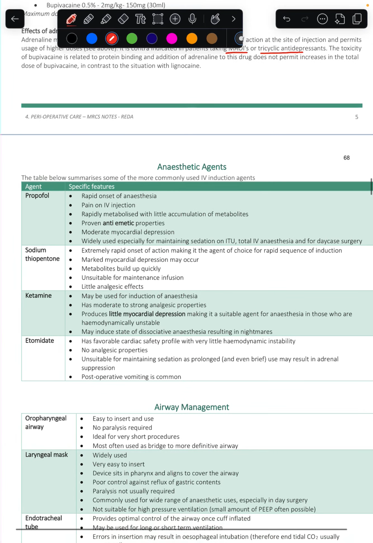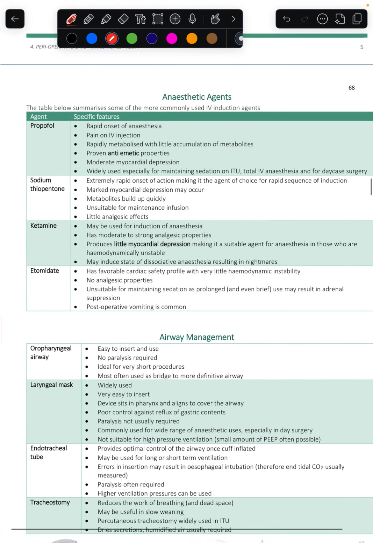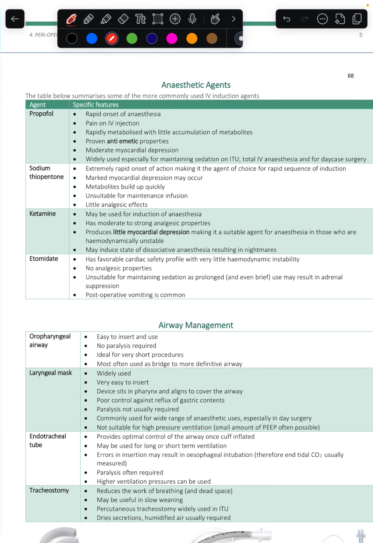So what are the anesthetic agents? These are propofol, sodium thiopentone, ketamine, etomidate. Propofol has rapid onset of anesthesia and can be given IV, with rapid metabolism and no accumulation, and good antiemetic properties. So it is widely used, especially for sedation and total IV anesthesia for day case surgery.